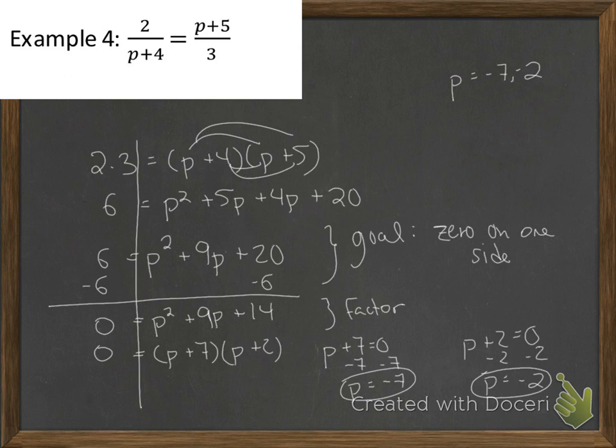The only other thing I would think about or worry about is your restricted values. Remember, we can't divide by 0. So if p plus 4 is in the denominator, we need to make sure that we are not dividing by 0. The only restricted value that I would worry about here is negative 4. Negative 7 and negative 2, neither of these two values are the restricted value, so we don't need to mention that negative 4 is a restricted value. We just check ourselves, make sure that neither of our values is going to cause us to divide by 0, and we're good.